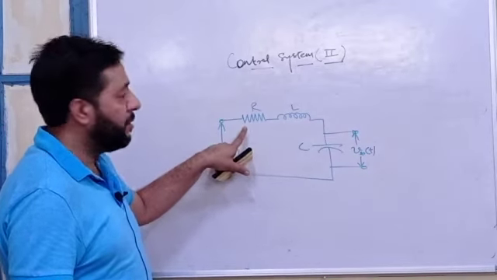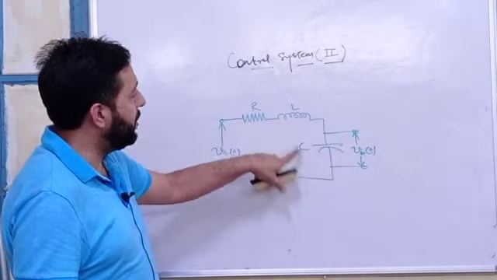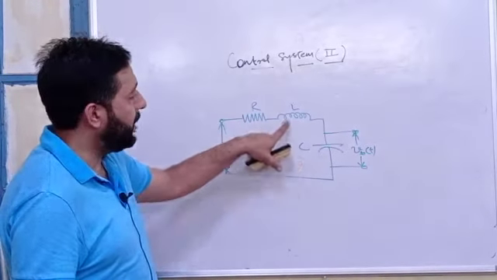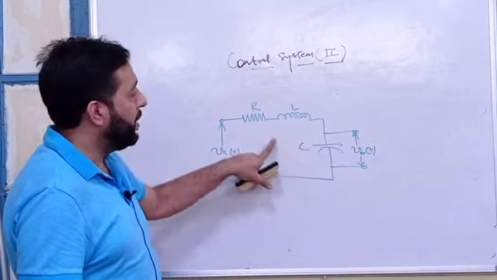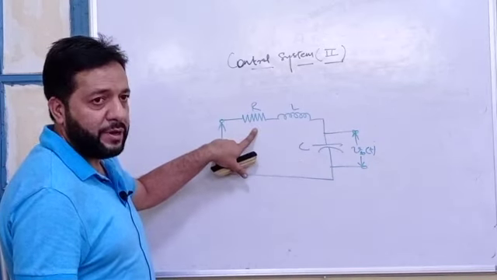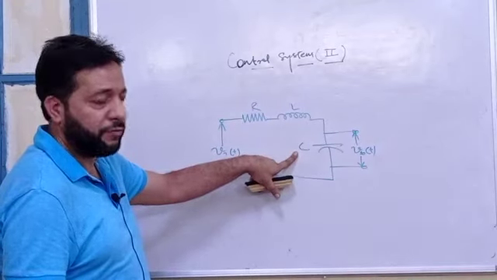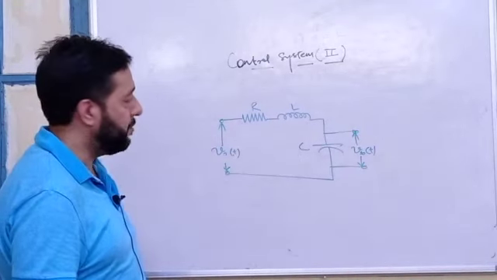It's a linear system. Why is it a linear system? Because all the parameters used here are linear. R is linear, L is linear, C is linear, right? And we are considering it to be time invariant. That means R, L and C are assumed to be constant with respect to time. They don't change with time. That's what a time invariant system is.